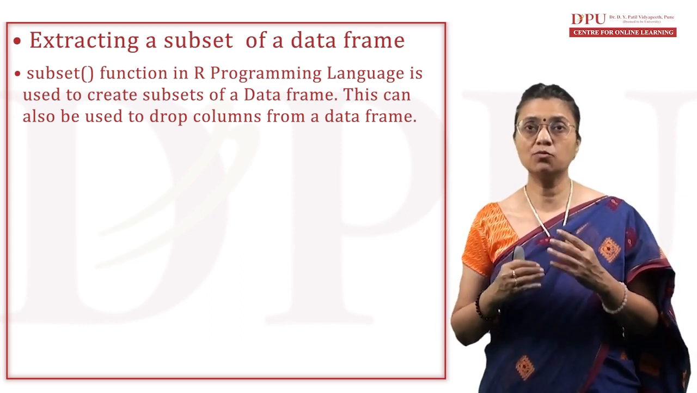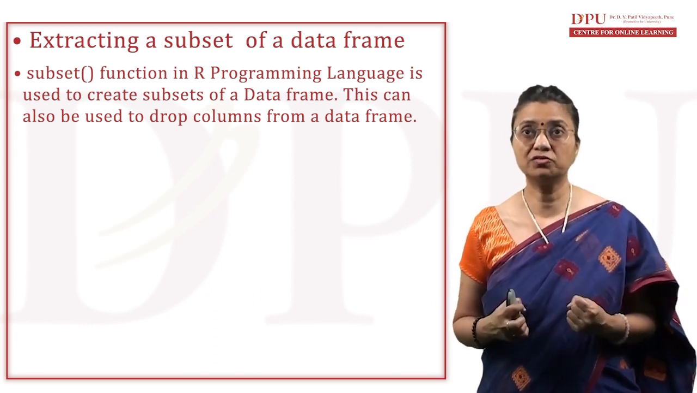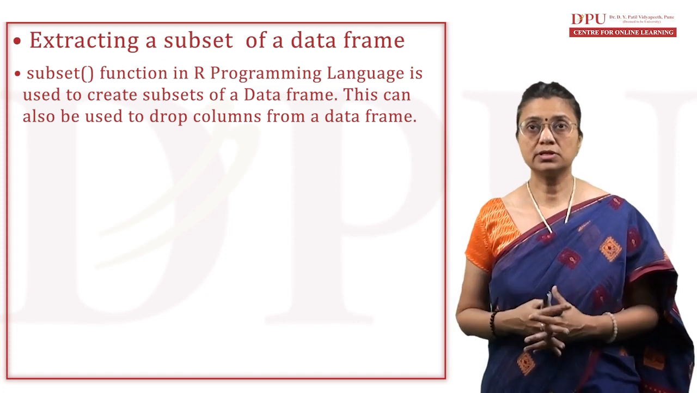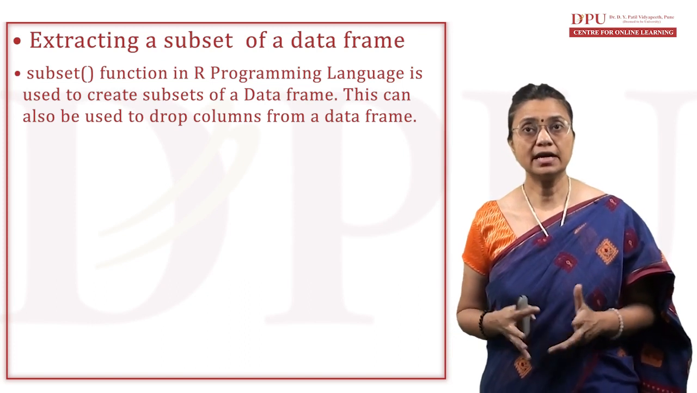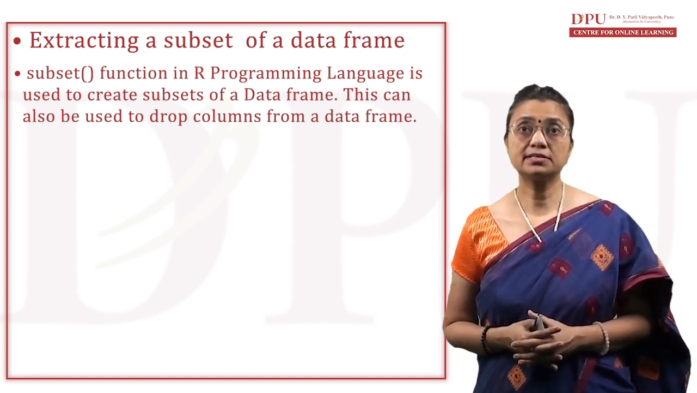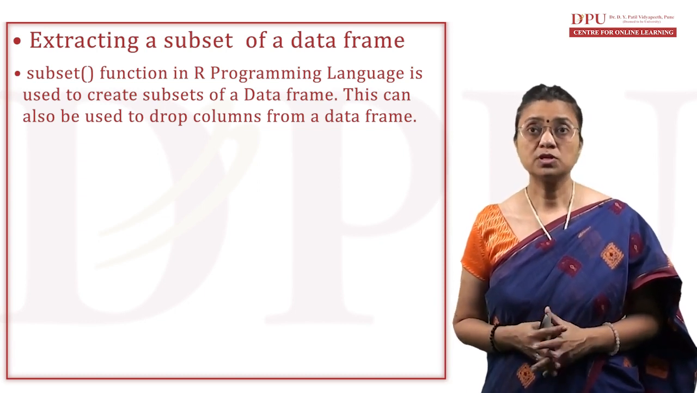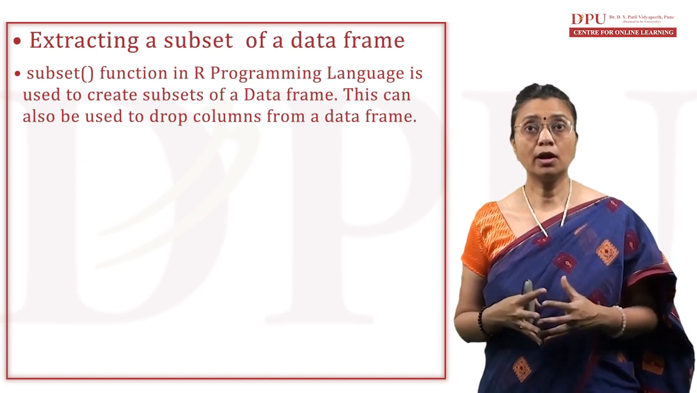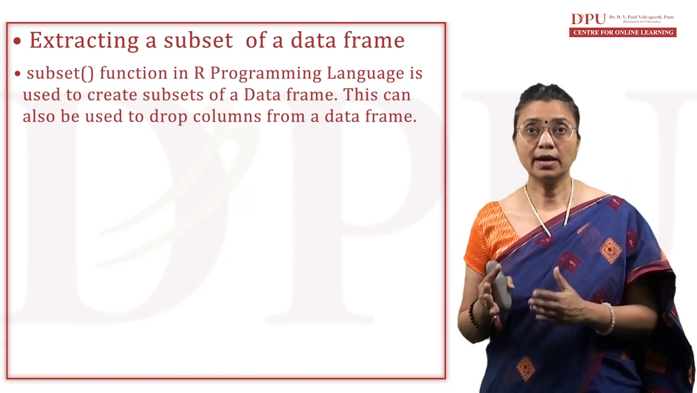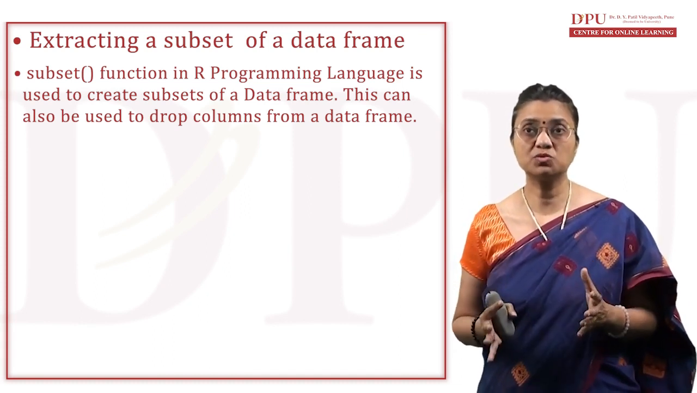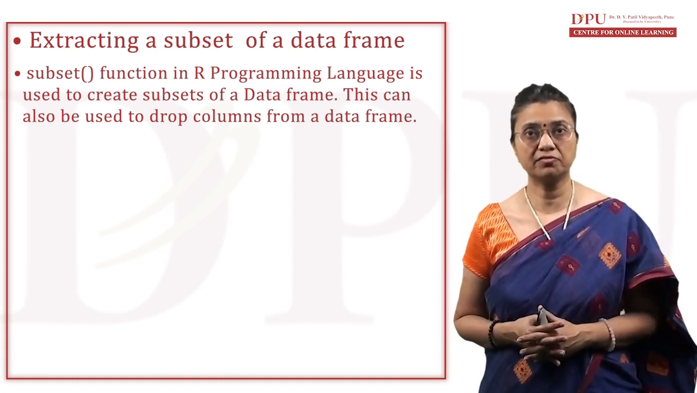But sometimes I only want a few rows, a few columns, and then I require some kind of extraction of data from the data frame. So students, a very powerful function, the subset function, is present in R programming, and it is used to create subsets of a data frame. This can be used to drop columns from a data frame. Drop column means that I'm removing the columns from my data frame in my result. So in my result, I only take the columns which are of my interest, and that resultant data is called the subset of the data frame.